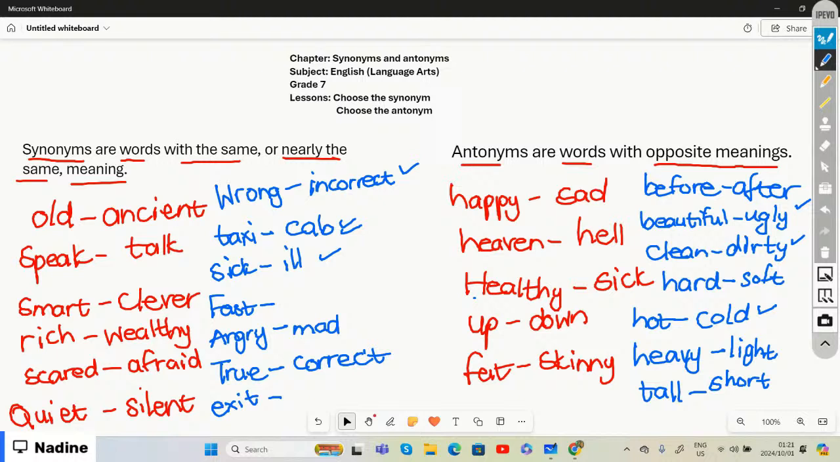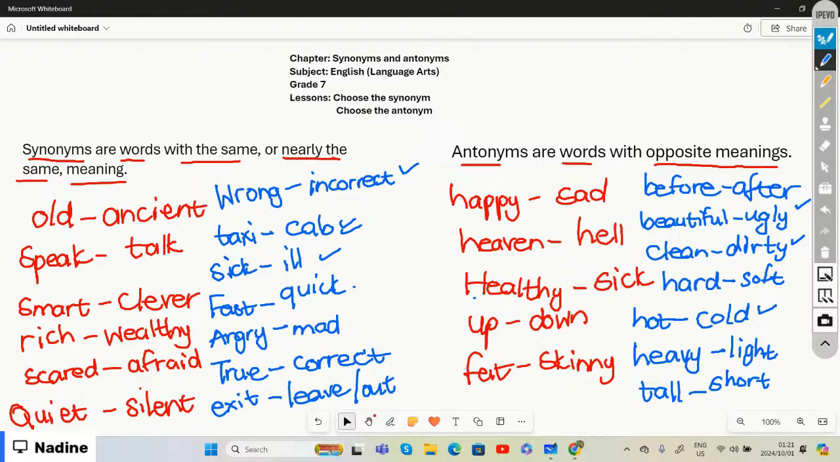We can say out or we can just say leave. I'm going to say leave, but I'm also going to say out. Well done. And then fast, and another word for fast is quick. So well done, guys. Well done, everybody.